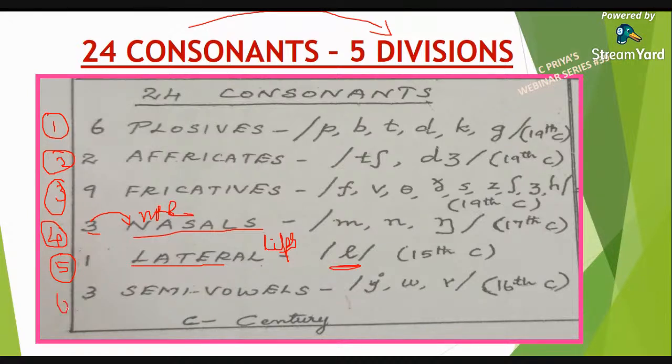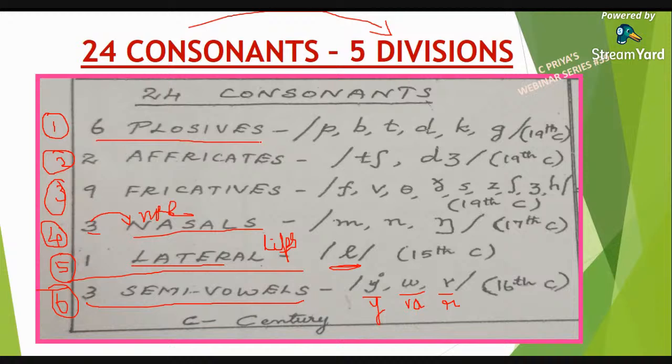And now, the semi-vowels. There are 3 semi-vowels, so I limited it here to the 5 divisions, right? The 3 semi-vowels, how to pronounce them? This is Y sound, W sound. This is R sound.